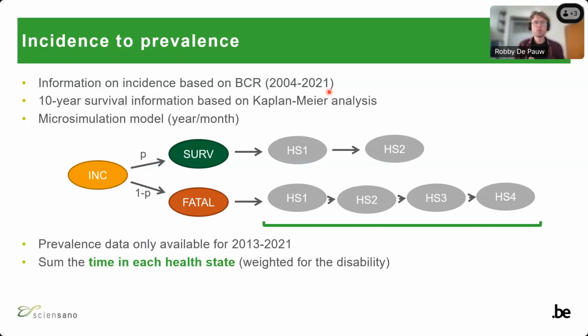And then to come up with this prevalence estimate, we use an actual microsimulation model where an incident case or cohort is then split up, and this split is done on a yearly basis.